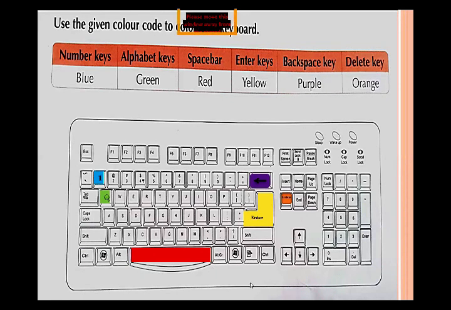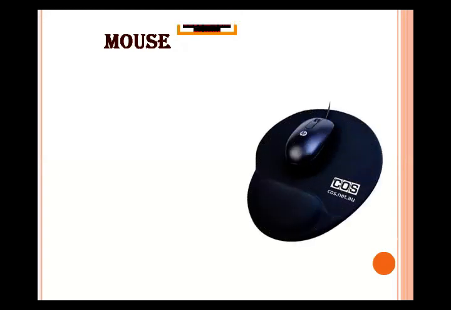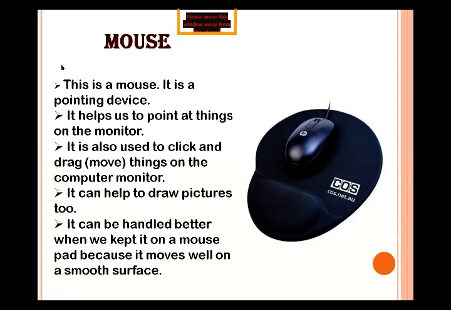Okay. Now, the next one is the mouse. This is a mouse with a mouse pad. It is a pointing device. How? You can see a pointer on the screen which is moving on the mouse pad. Can you see it? Yes, this is a pointer.